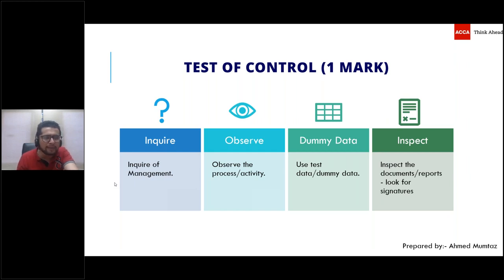Shaista is asking when we have to use dummy data for test of control. Shaista, when there is a system involved, a payroll system which automatically calculates the gross pay and the net pay. Whenever there is a system, a software, an ERP, a bookkeeping software maybe, I could use the test data or dummy data. If, for example, when the goods are received, the question is whether the goods are being evaluated for the quality by the quality inspector or not, you can't use dummy data for that. You can observe, you can inspect the reports. That's it. But when it comes to a software or a calculation, an automated software, yes, you can use the dummy data.